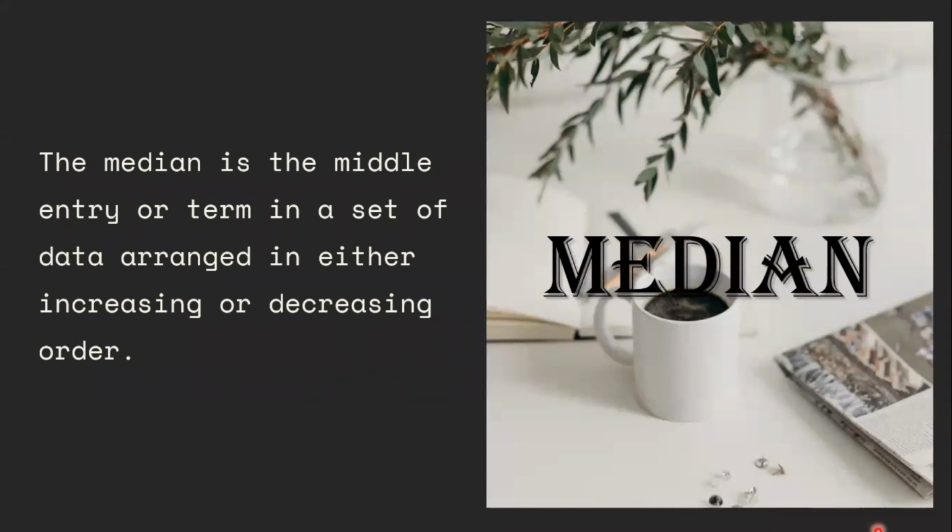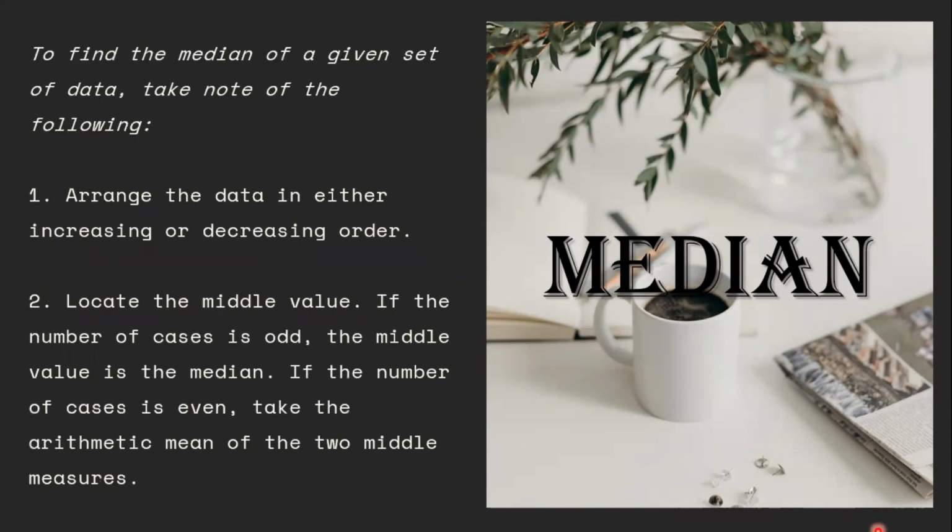The next measure of central tendency is the median. It is the middle entry or term in a set of data arranged in either increasing or decreasing order. To find the median of a data set, we must take note of the following. First, do not forget to arrange the data in either increasing or decreasing order. Once done, locate the middle value. I know it is easy to locate the middle value if there is an odd number of cases. However, if the cases are even, we need to solve for the mean of the 2 middle measures.